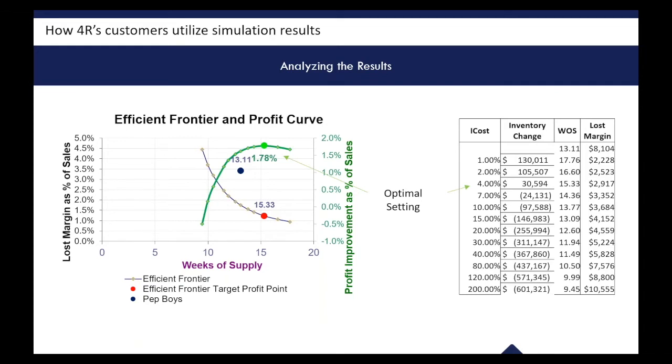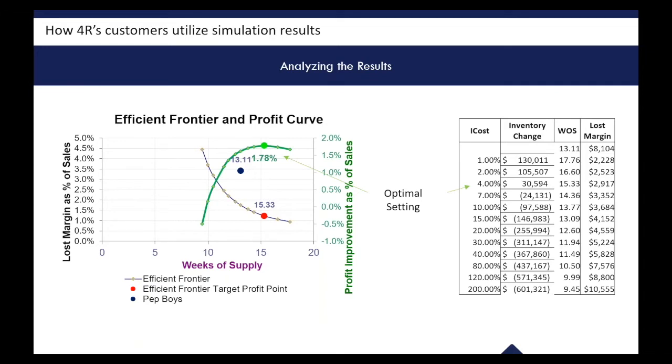The table sitting perpendicular to this chart on the slide breaks down the data points that are plotted on the efficient frontier and profit curve. An iCost setting of 1% has the highest inventory level of over 17 weeks of supply. It's plotted farthest to the right on both curves. With maximum inventory levels at a 1% iCost, you can see the loss margin is reduced to just over $2,000 each week.